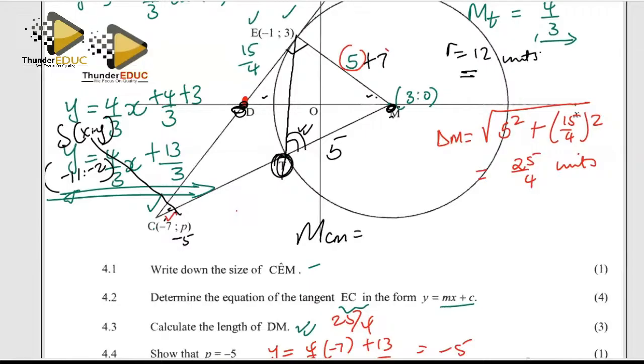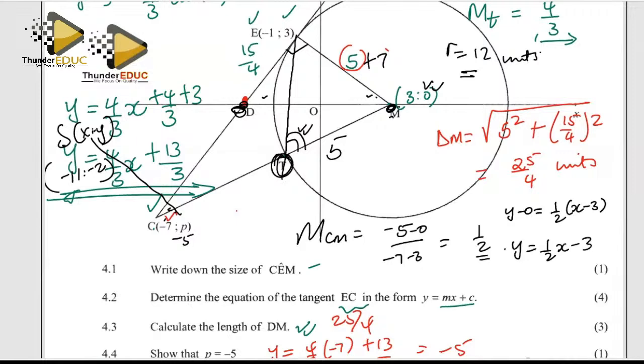So that's going to be -5 minus 0 over -7 minus 3, which gives us +1/2, okay? So if it's positive a half, and then we use this point, it's going to be y minus 0 is equal to a half into x minus 3, meaning that our equation is y = a half of x minus 3. Now let me solve this equation together with the equation of the circle for me to get these points of intersection.